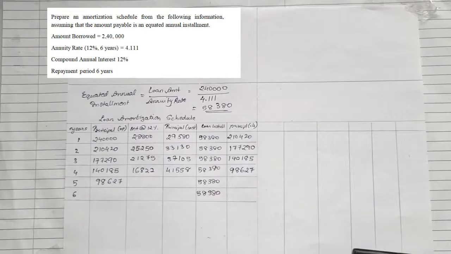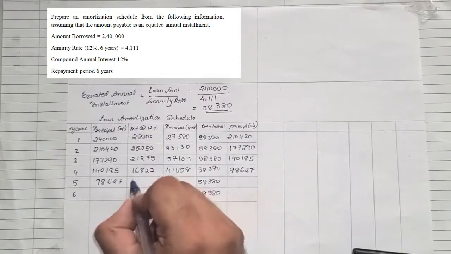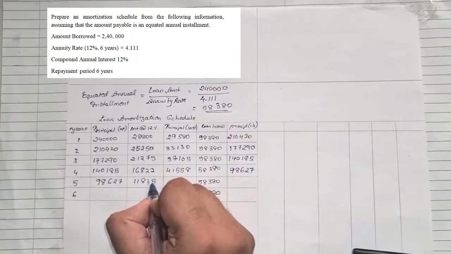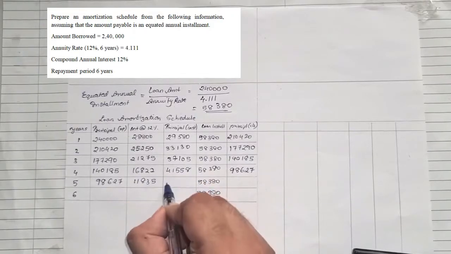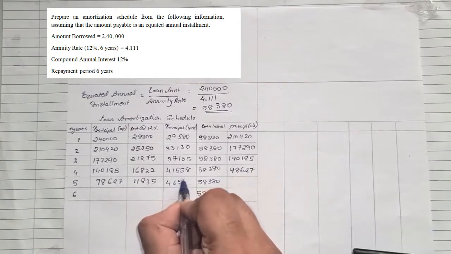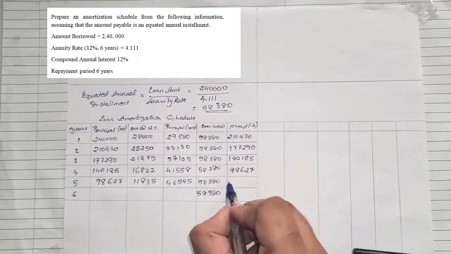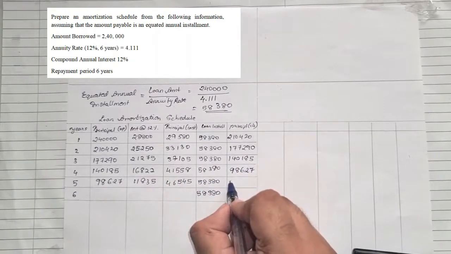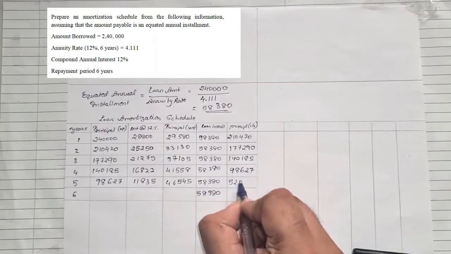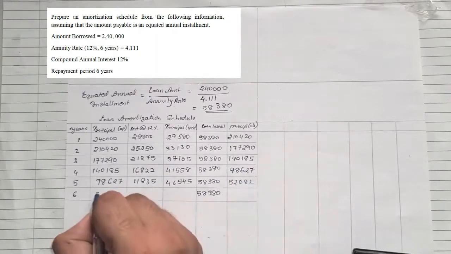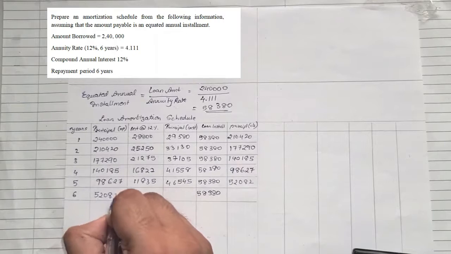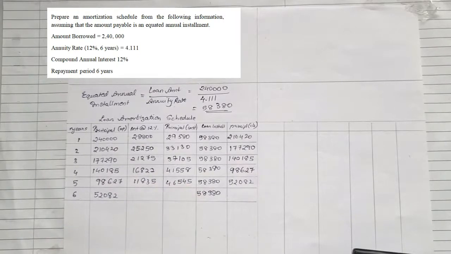So 98,627 into 12% will give you 11,835. When I subtract, I will get 46,545. When I minus the opening with the principal, I will get 52,082. So last year will become this year 52,820. Now this is the most important part.